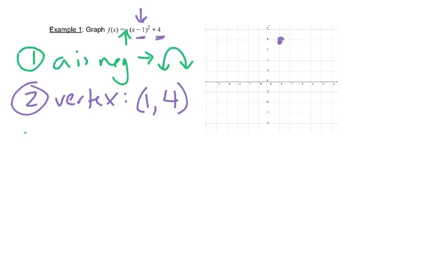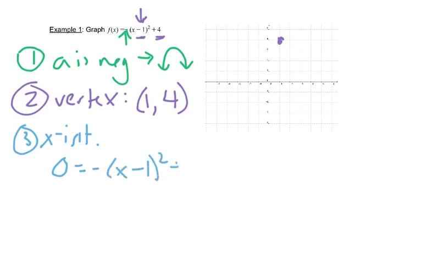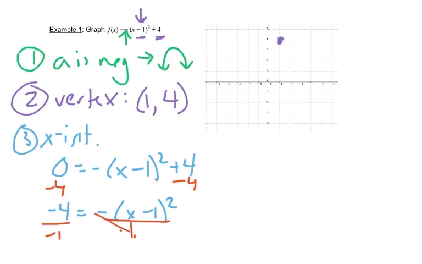Okay, the next step is to find the x-intercepts. To find the x-intercepts, we make y equal 0. So we have 0 is equal to negative (x minus 1) squared plus 4. We can subtract 4 from both sides. So we get negative 4 is equal to negative (x minus 1) squared. Divide both sides by negative 1. That gives us 4 is equal to (x minus 1) squared.